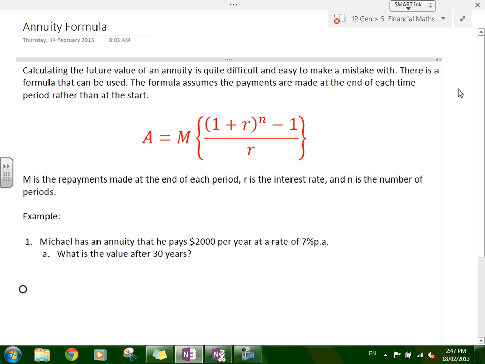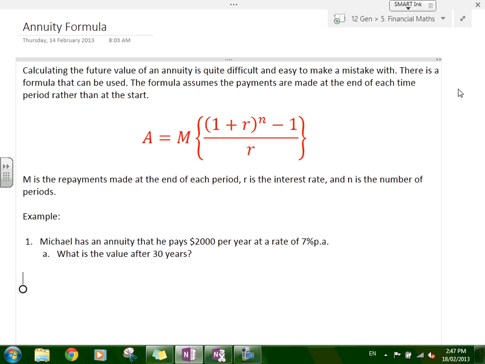Remember last lesson we were talking about the difference between the end of the period and the start of the period. It was a subtle difference, and over a number of years, there will be a big difference in how much money you get. So the annuity formula says that you're inputting the amount at the end of each year. If it's yearly, it's at the end of each year. Monthly, it's the end of each month. Which basically means that the interest for that period hasn't been added on top of the amount you put in.